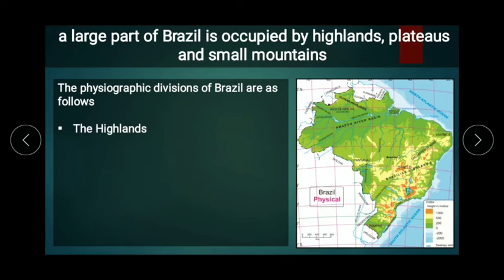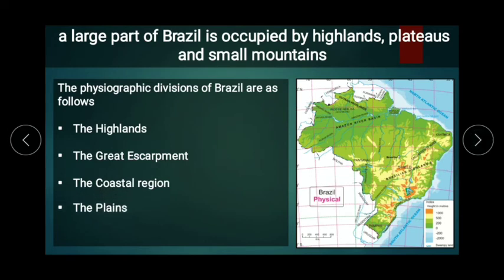Again, if we talk about the physiographic divisions of Brazil, they are as follows: the highlands, the Great Escarpment, coastal region, the plains, and the island groups. The physiography of Brazil is occupied by highlands, plateaus, and small mountains. There are no very high and long extending mountains in the country, except in the northern Amazon basin and in the southwest along the upper parts of the Paraguay basin. There are no wide plains in the country.